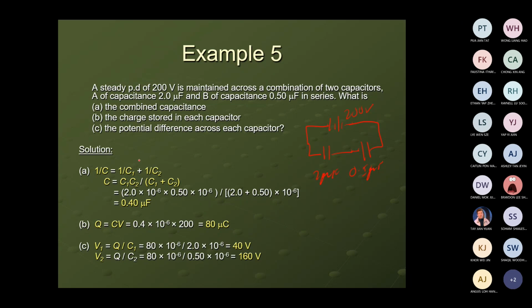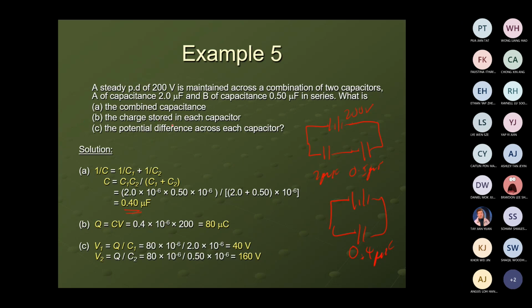Because in series, 1 over C is 1 over C1 plus 1 over C2. So you substitute the values, 2 and 0.5 reciprocal, and you get the total to be 0.4 microfarad. So you can imagine this is the same as a single capacitor which has a capacitance of 0.4 microfarad. You see, the capability to store charge reduces when you connect them in series. 2 microfarad and 0.5 microfarad finally becomes 0.4 microfarad. Store less charge.